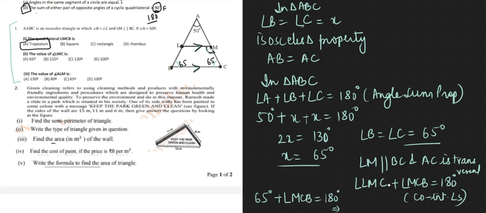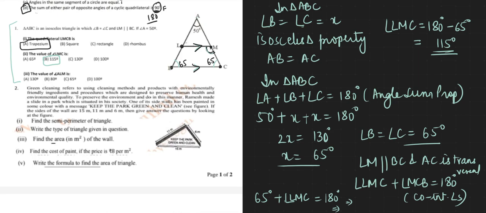Sorry, we know MCB as 65 and we need to find LMC, right? So angle LMC would be equal to 180 minus 65. We subtract the two, and it will be 115 degrees. So my answer here would be 115 degrees, the measure of angle LMC.